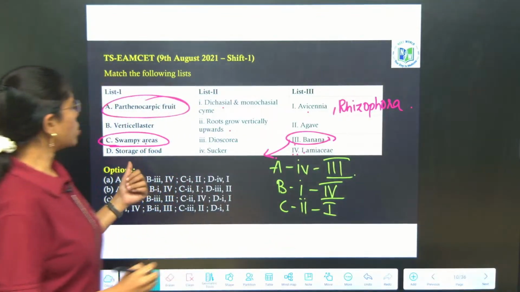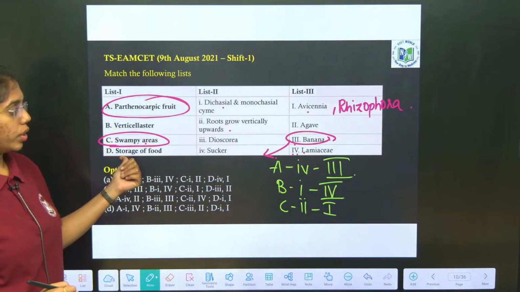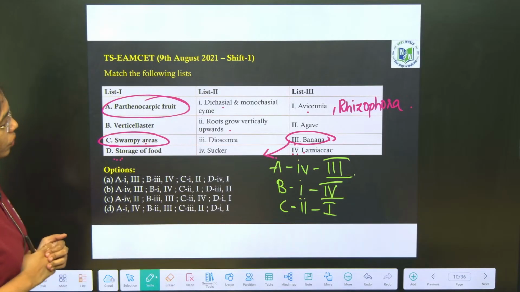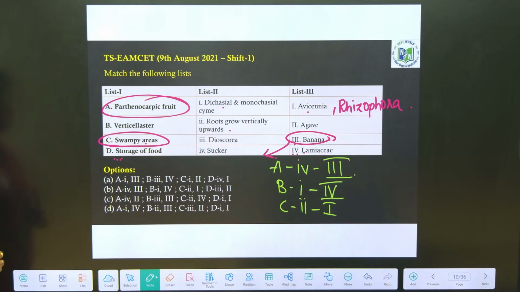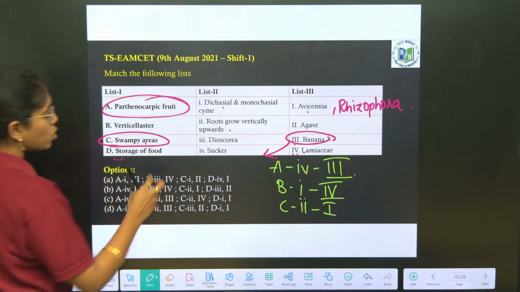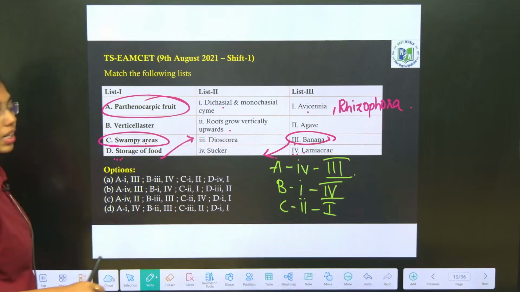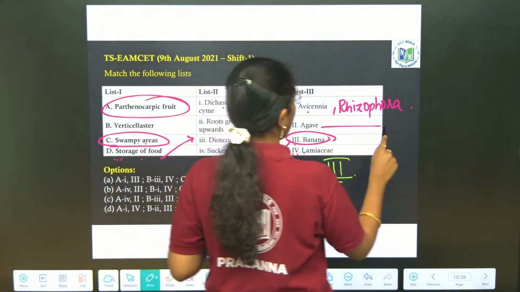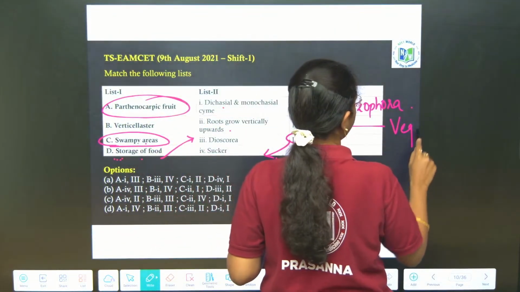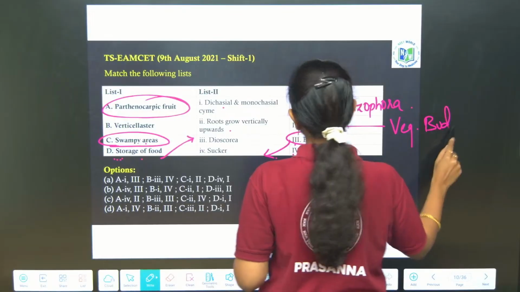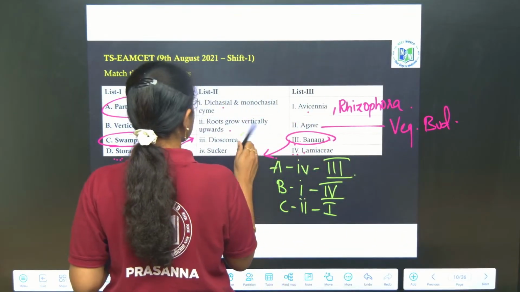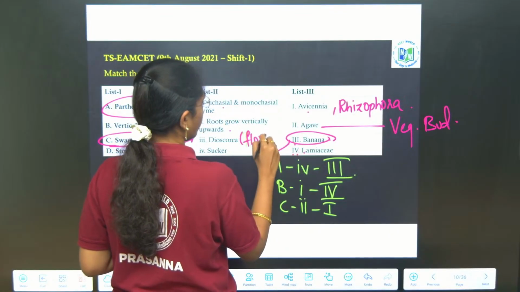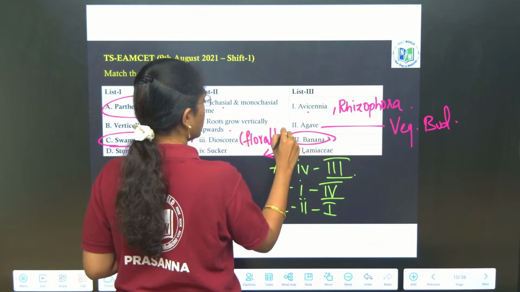Okay. Next, storage of food. Storage of food is seen in Dioscorea, where food is stored in the vegetative buds and floral buds. If food is stored in the vegetative bud, example is agave. Food stored in the floral bud, example is Dioscorea.